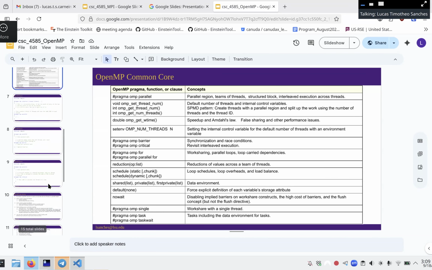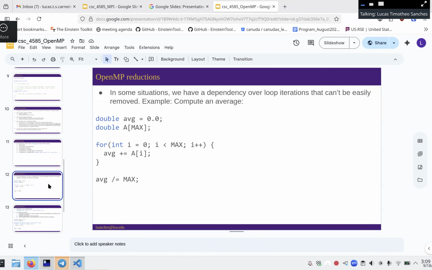The last bit that I think we should probably talk about is the reduction operation. Suppose that we have a situation like this, like I was telling you, we have an accumulator. In this situation, we want to compute an average. We have an array, and we want to store the average of the values in the array into this AVG variable. If we do that in serial, we do a for loop over the array, add the values in the array to average, and then divide it by the size of the array, and then we get an average.